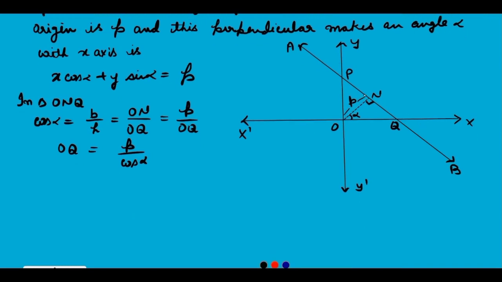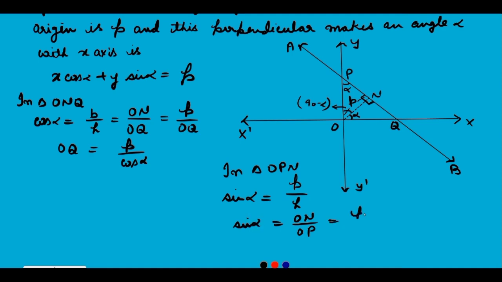Again, this is also a 90-degree angle. This angle is alpha. It means the remaining angle is 90 minus alpha. And this is 90. It means this is equal to alpha. Angle OPN is alpha. Then triangle OPN is also a right angle triangle. We want to know the length OP because OP is the intercept cut by the line on the y-axis, means the value of B. So, we apply sin alpha is equal to perpendicular upon hypotenuse. Perpendicular is ON and hypotenuse is OP. And ON is P. Then OP is equal to P upon sin alpha. Now, x-intercept is P upon cos alpha and y-intercept is P upon sin alpha. This is the value of A and this is the value of B.